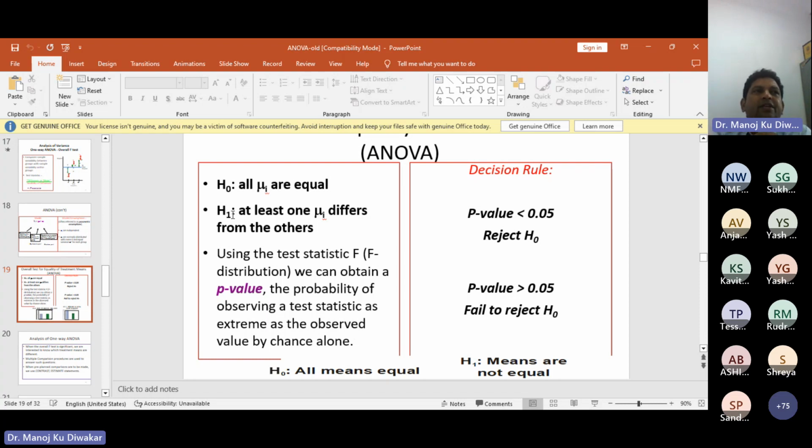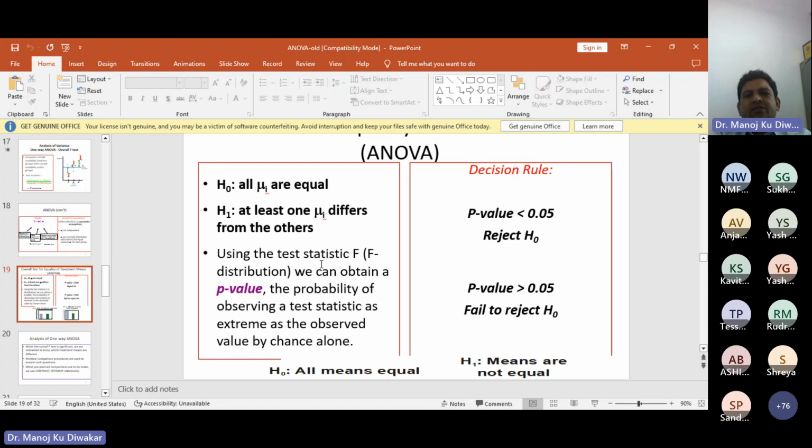So what is the meaning of all mu_i's being equal? Let's say the mean IQ level of JNU, Mumbai, and Hyderabad are the same in these three samples. In the alternative hypothesis, we write that at least one differs. Either Mumbai differs from Hyderabad, or Mumbai differs from JNU, or JNU differs from Hyderabad. At least one differs. That is your alternative hypothesis.